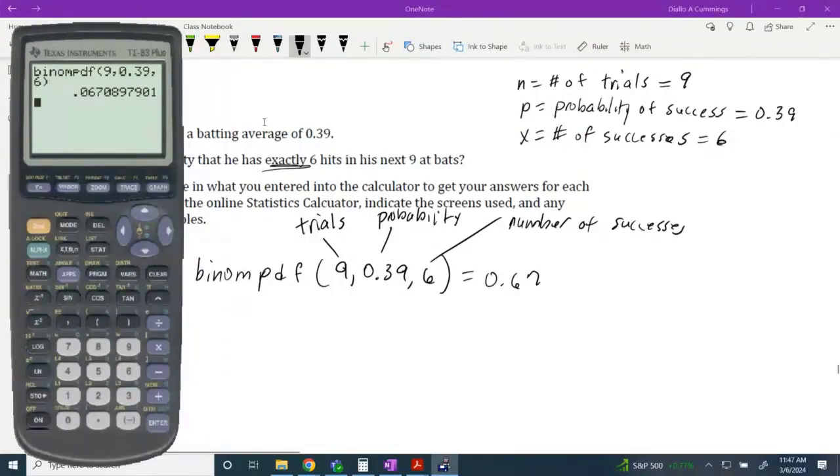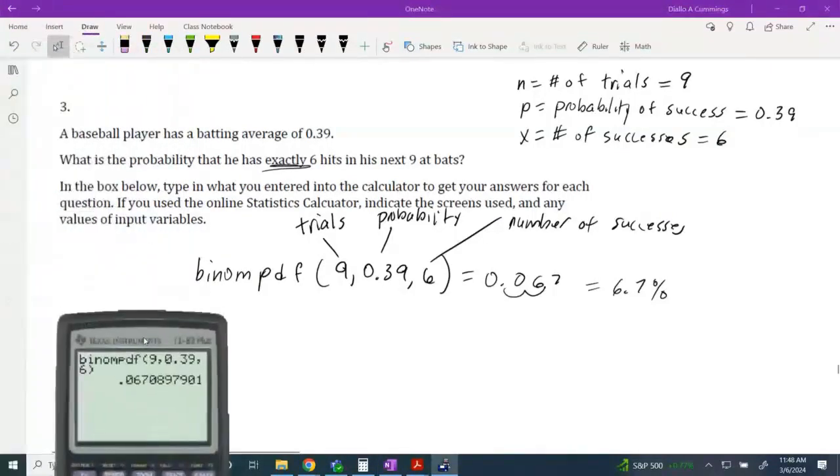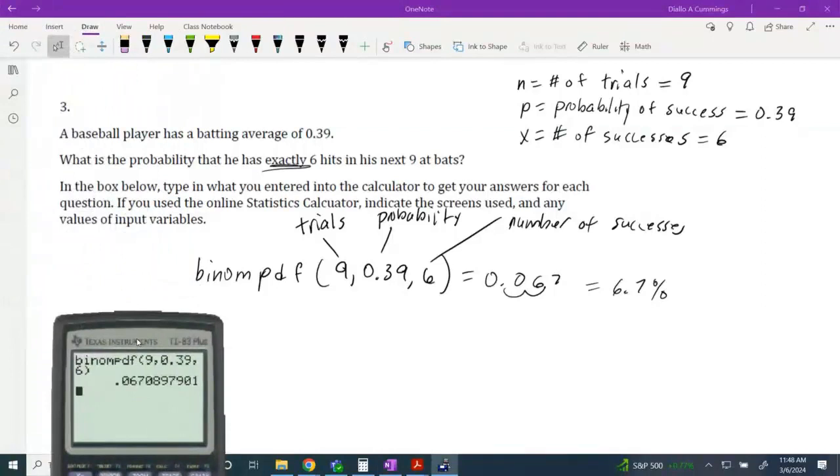So is it highly likely that he's going to get 6 hits in his next 9 at-bats? No, right? That's 0.067. If I move that decimal 2 places to the right, it's like he has a 6.7% chance, which is highly unlikely. Probably could, you know, on his best day or whatever, but it's highly unlikely. All right, any questions about number 3?